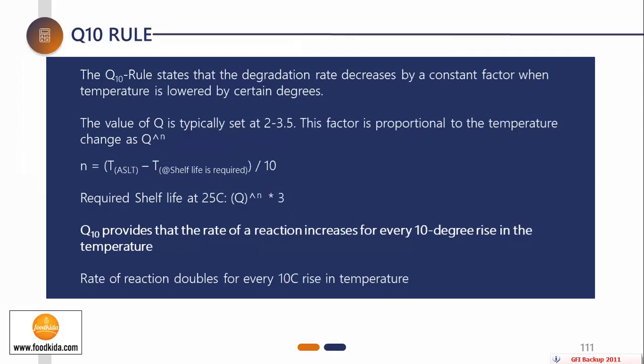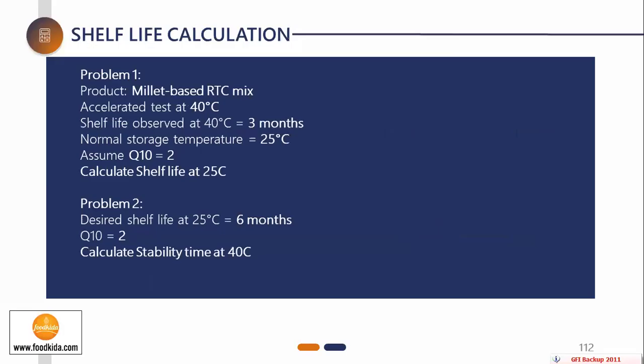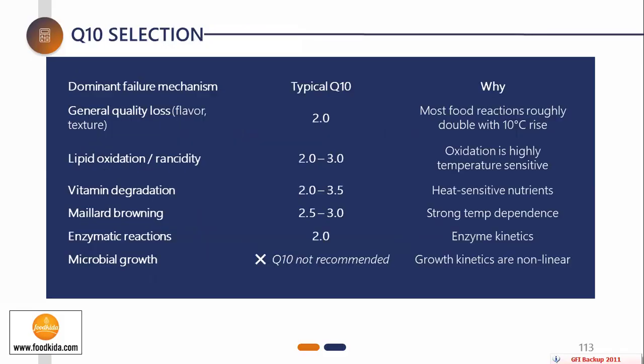Yes, it's around 3.9, 4 months. Okay, so now we will go further. Desired shelf life at 25 is 6 months, Q10 of 2. You can similarly calculate and back calculate how much stability period it should give at 40.